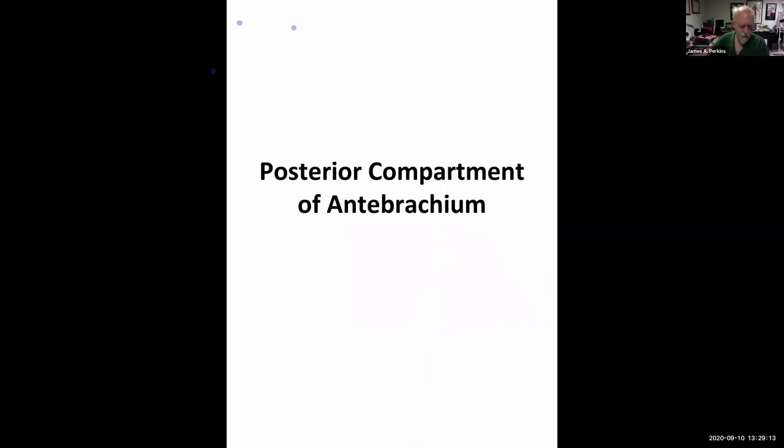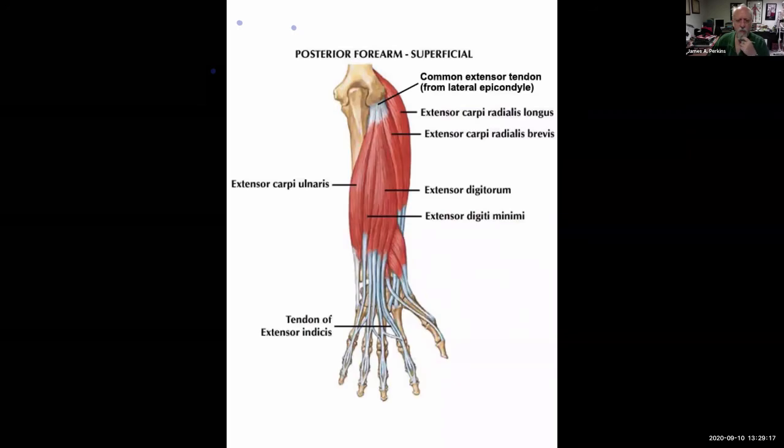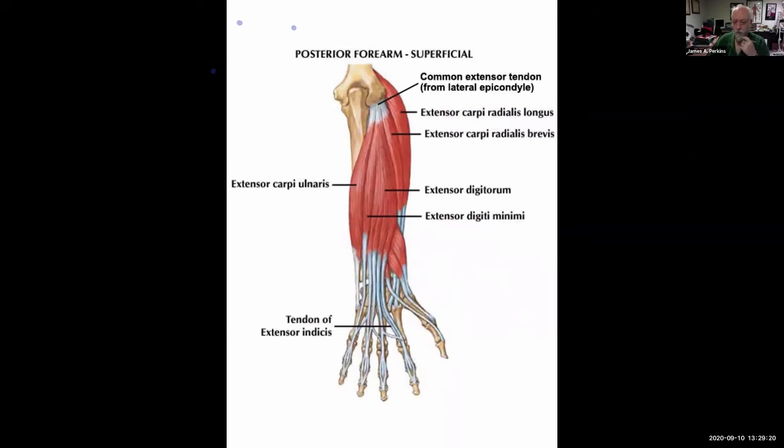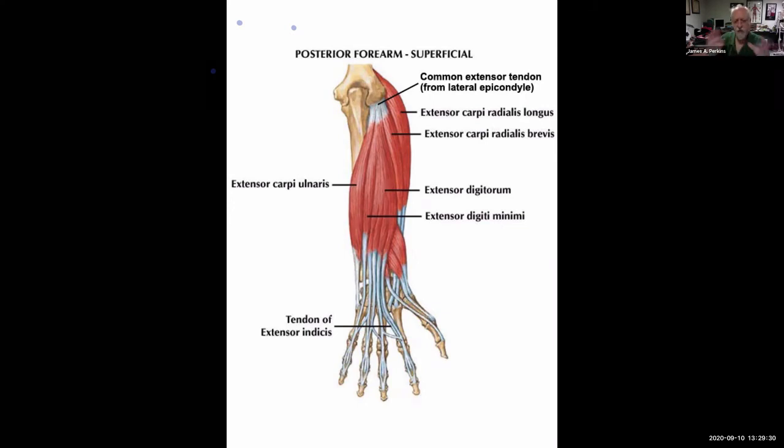All right, so we're going to move on now to talk about the posterior compartment of the antebrachium, which also has, as you can see from this slide, a whole bunch of muscles. I'll make it easy for you about innervation of these. I'll just get that out of the way now.